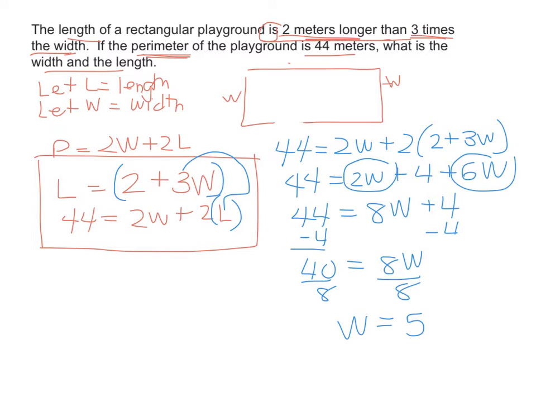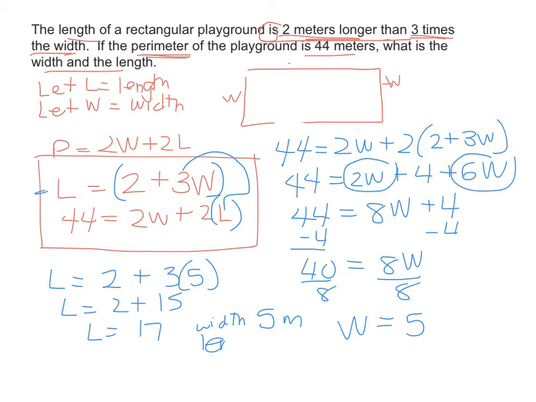The width is 5. So I'm going to go back to either of my equations. I'll just take this one. And the length is going to be equal to 2 plus 3 times W, and W is 5. So the length is 2 plus 15. The length is 17. So you're going to write your answer. The width of this rectangle is 5 meters, and the length of the rectangle is 17 meters. You could add them up and make sure that you do get a perimeter of 44, and you will do that with this one.